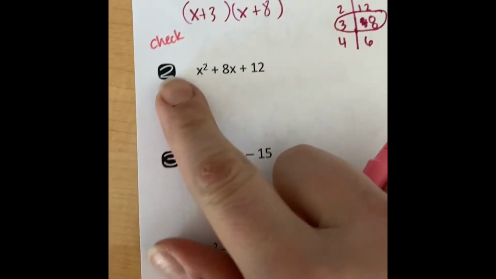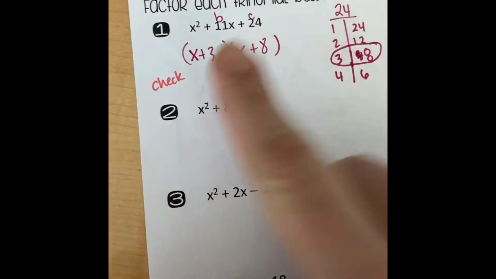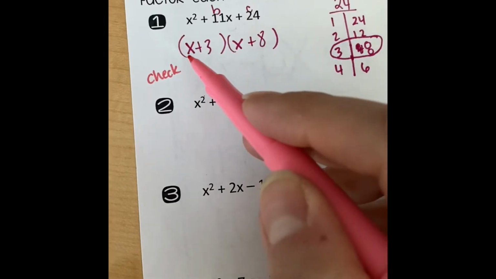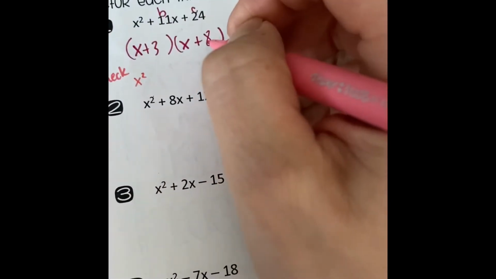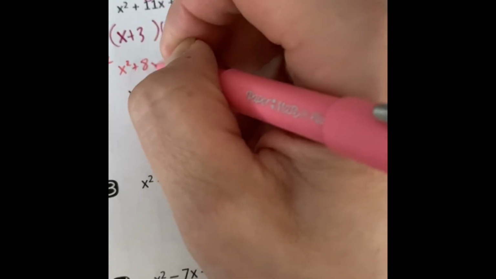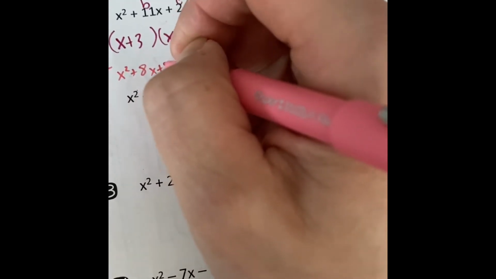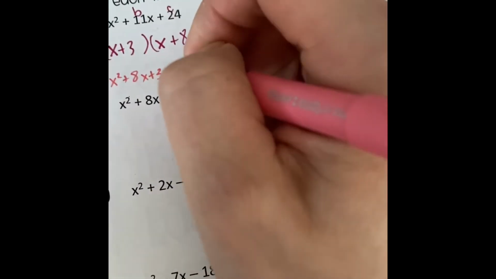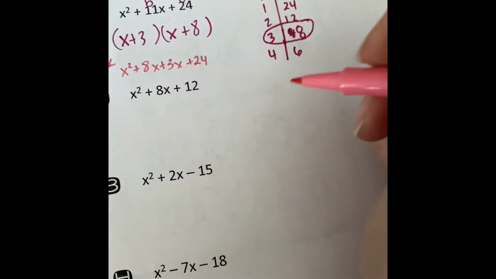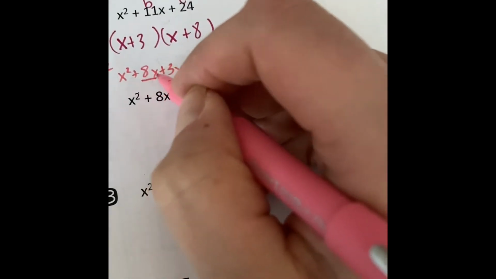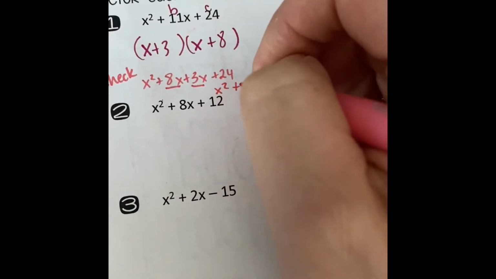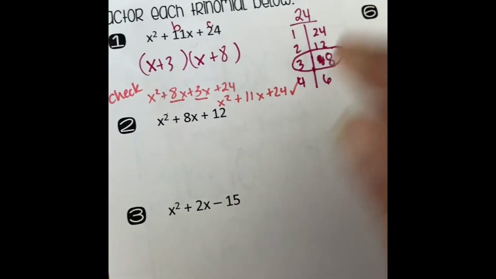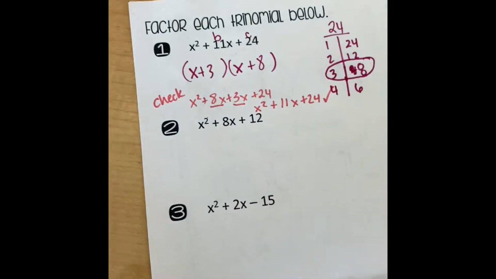I can check to make sure I got the right answer if I use distributive property to multiply these back together. X times x is x squared. X times 8 is 8x. 3 times x is 3x. 3 times 8 is 24. If I combine like terms, I'm gonna add the middle two together, and I get x squared plus 11x plus 24, which takes me back to where I started, so that was correct.